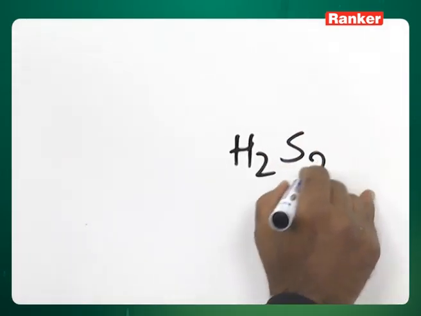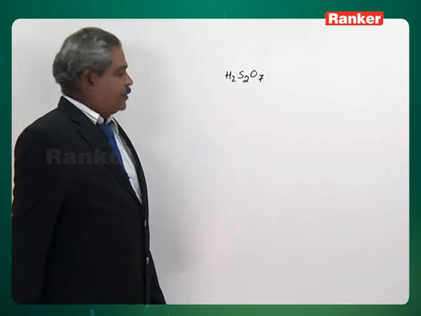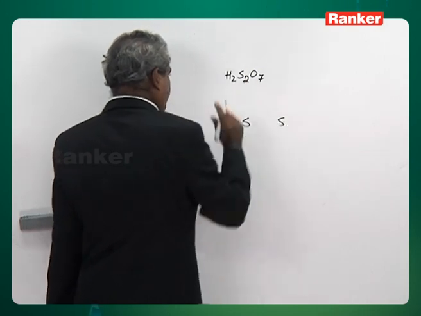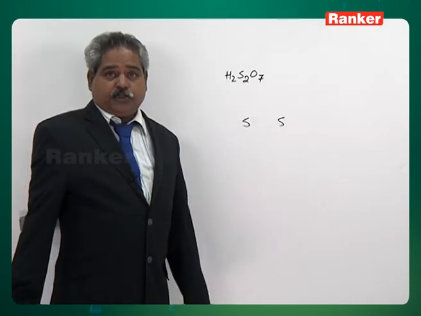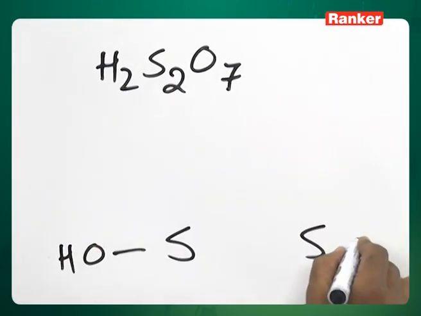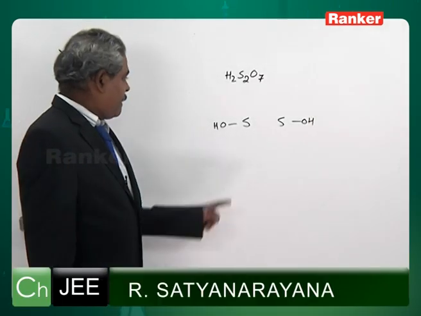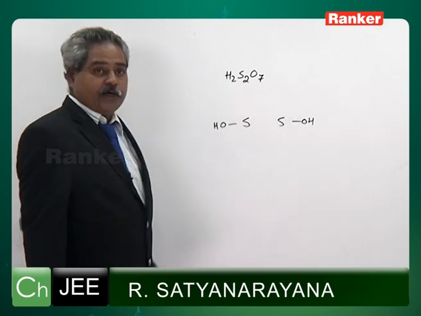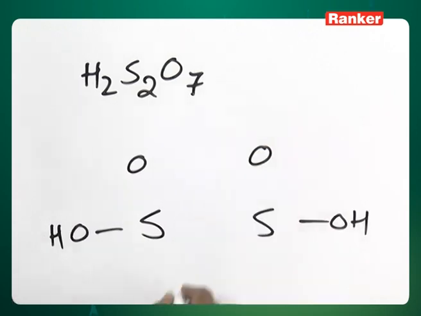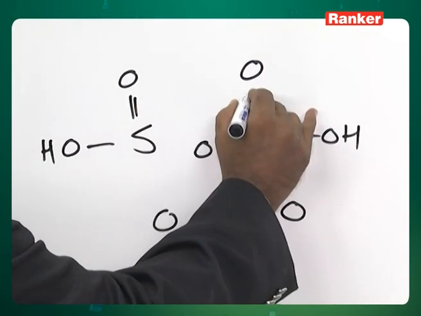H2S2O7, pyrosulfuric acid. How will you draw? 2 sulfurs. Okay. 2 hydrogens, therefore 2 OH groups, distribute equally, 2 OH. Therefore, 7 oxygens, you have already used 2 of them, you are left with 5. 5, distribute equally, 1, 2, 3, 4, 5. Oxygen forms 2 bonds.